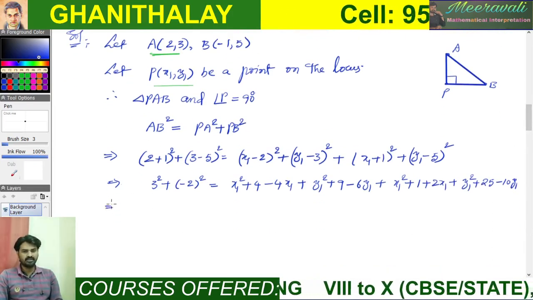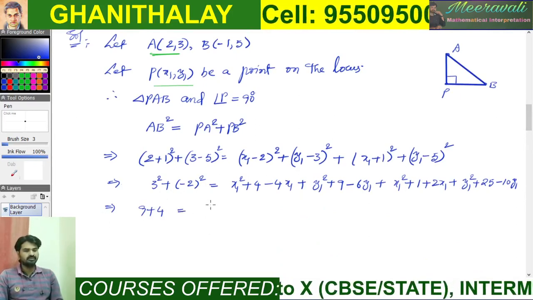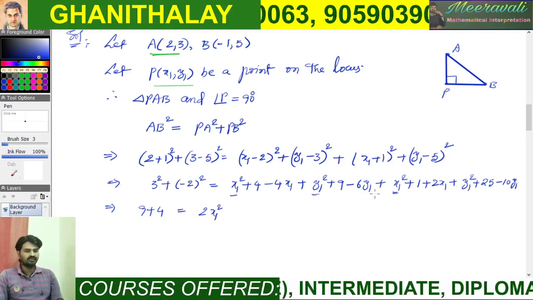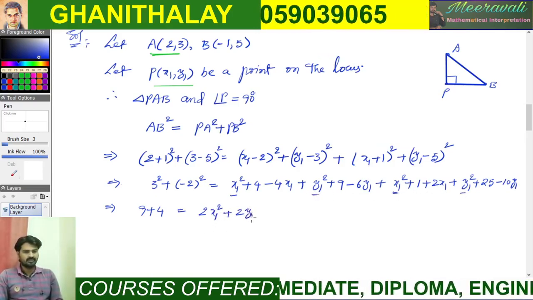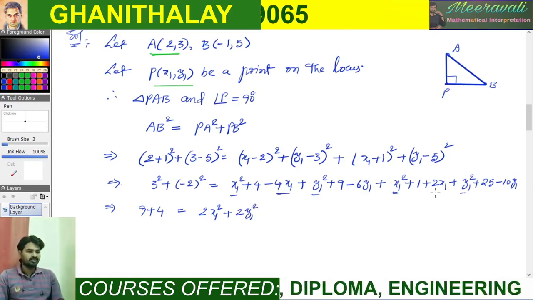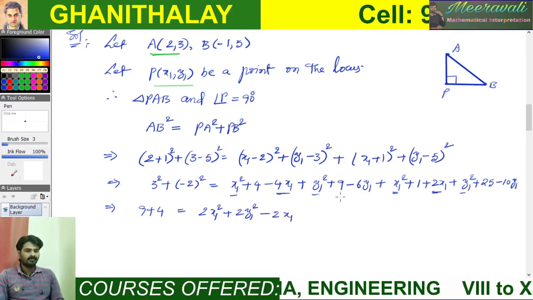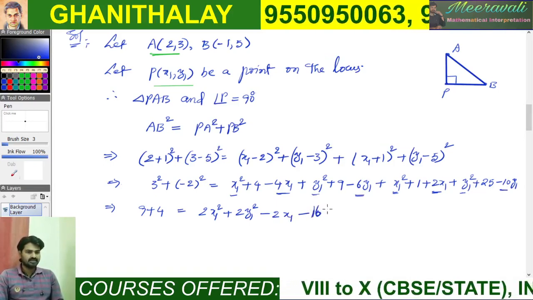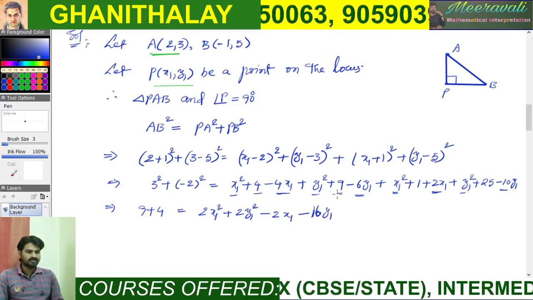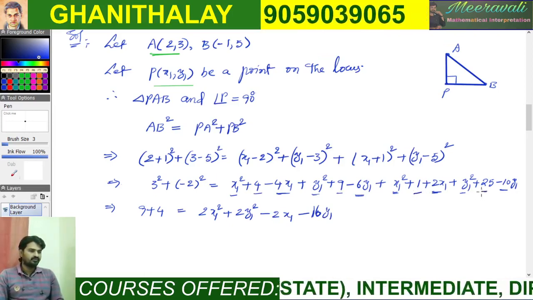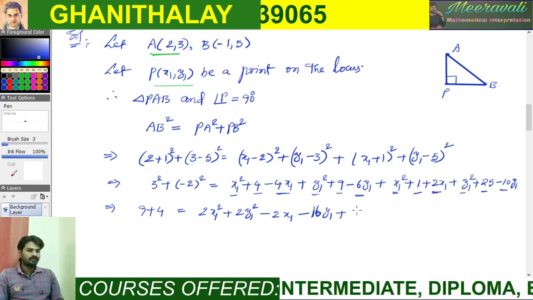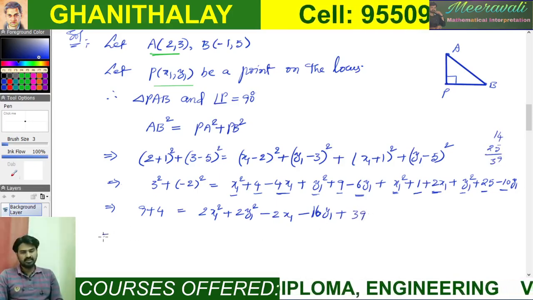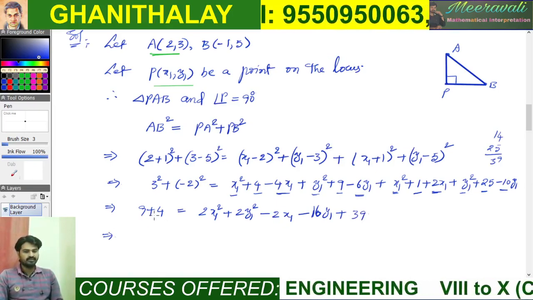Next finally you can write 9 plus 4 is equal to, and arrange the x square terms first, that is x square plus x square, 2x1 square. Next the y1 squares, y1 square plus y1 square, 2y1 square. Next the x1 terms, minus 4x1 plus 2x1, minus 2x1. Next the y1 terms, minus 6y1 minus 10y1, minus 16y1. Next the constant terms, 4 plus 9 plus 1 plus 25, that is 39. Here 9 plus 4 is 13, which can be taken to the right side.